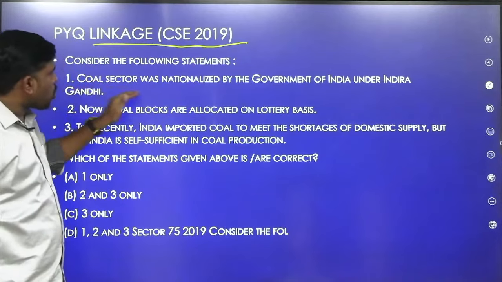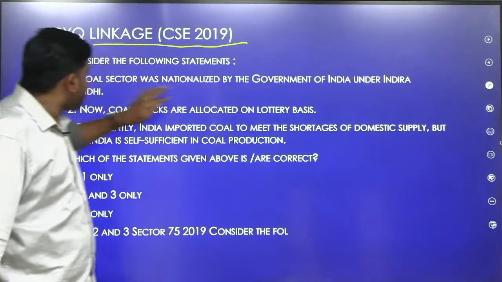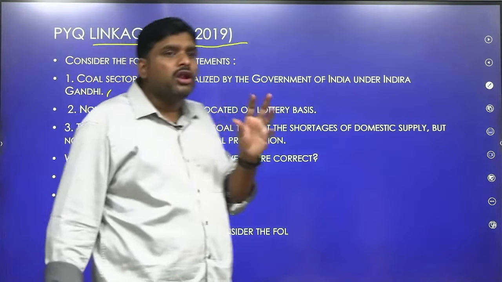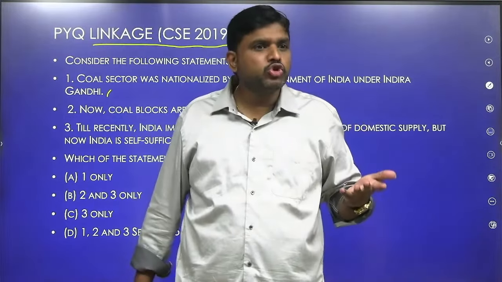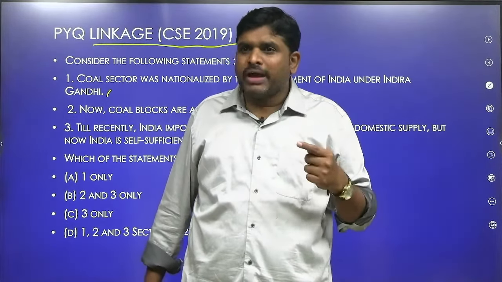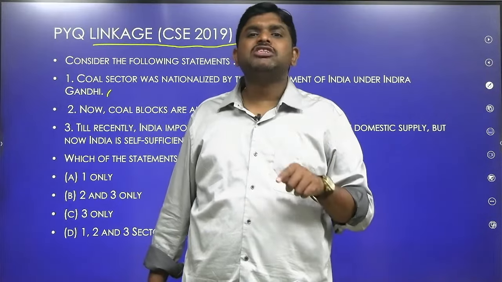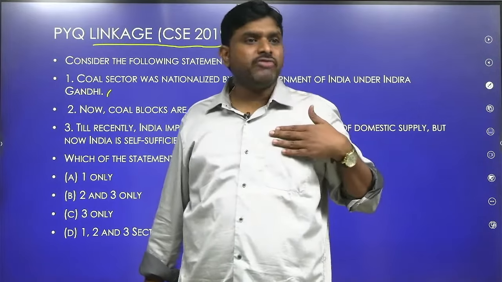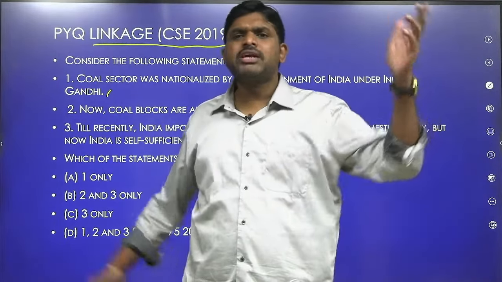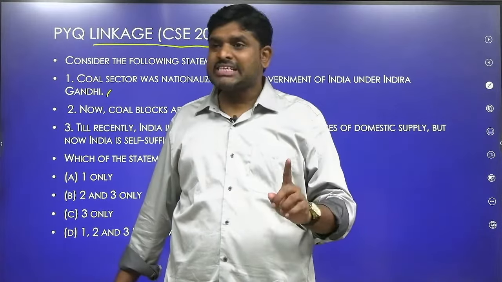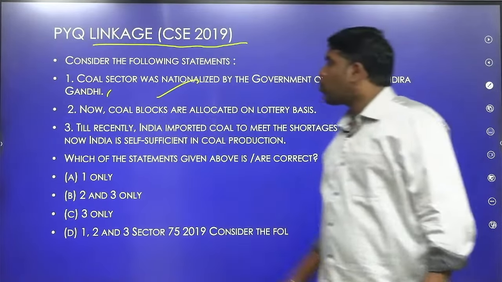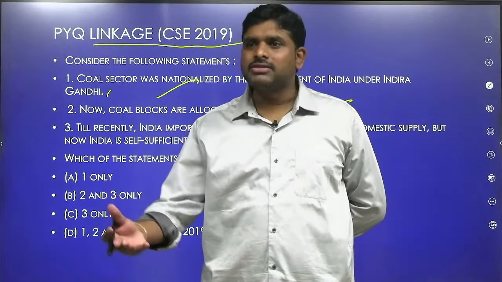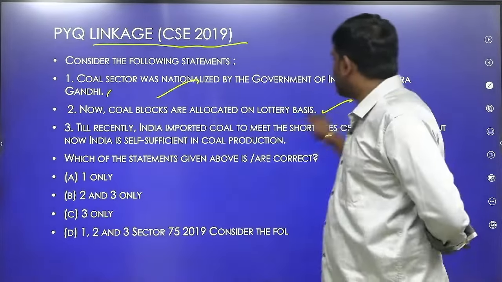2019, see here. Coal sector was nationalized by the government of India under Indira Gandhi. If you remember, yes. Earlier, coal was private. Private people used to do mining. Later, coal was nationalized by Indira Gandhi. She told that coal is a product of the people of the country. So, who is the owner of the coal now? Government. Government means who? People. So, it was nationalized by whom? Indira Gandhi. Correct. Coal blocks are allocated on lottery basis. See, coal is money. On lottery basis or it will be auctioned? Wrong.